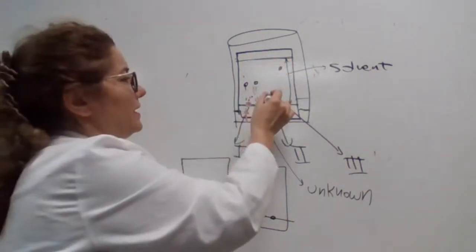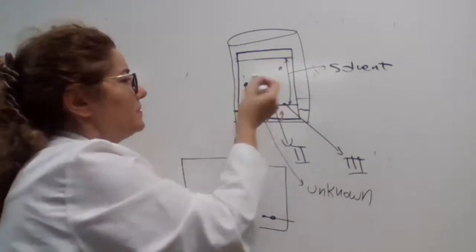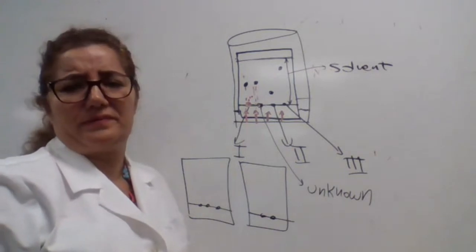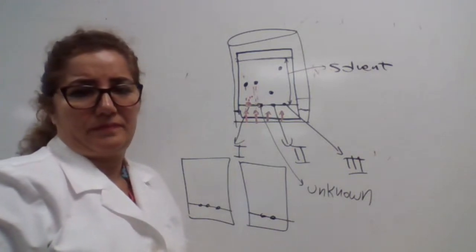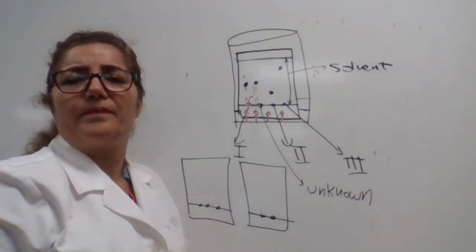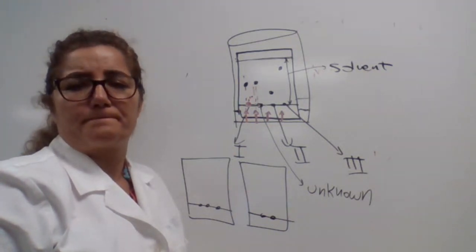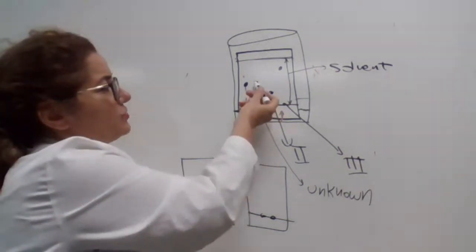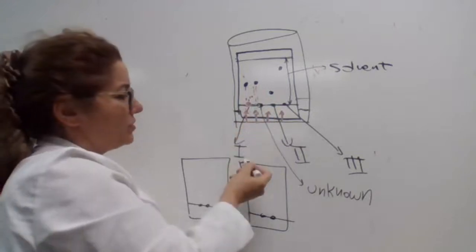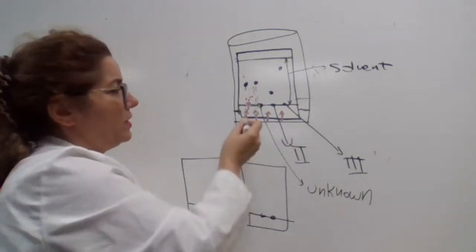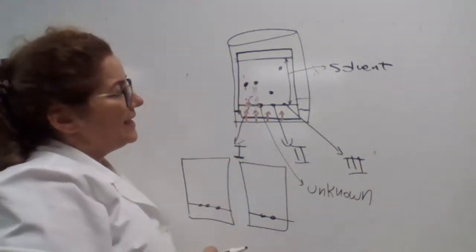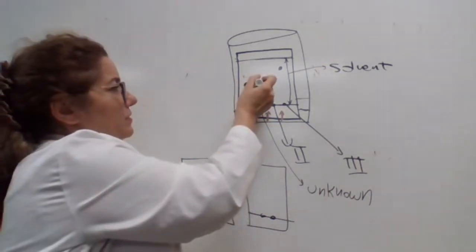What does it mean if you can see this? Can you tell me what this means? Your unknown would be which compound? Your unknown has traveled the same distance as your compound 1. So your unknown is your compound 1. These two are going to be the same.